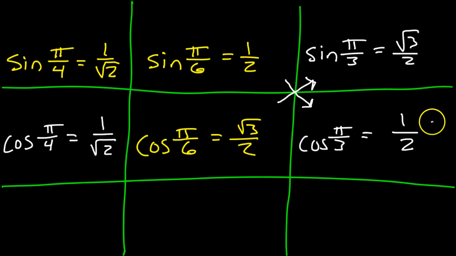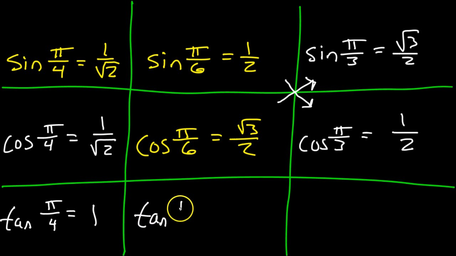So you should memorize all of this. And then we know that tangent is sine over cosine. So if I want to find the tangent of pi over 4, I'm just going to do this divided by this. Now the denominators will cancel out, so it's just 1 over 1, which equals 1. Now the tangent of pi over 6, again the denominators will cancel out, so it's just 1 over radical 3.